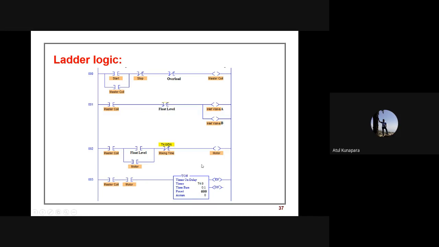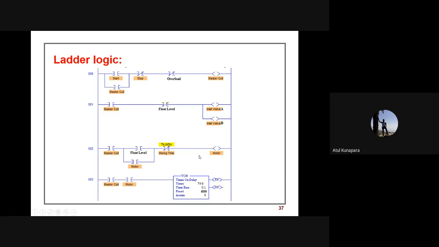Once the 1 minute timer is over, here you can see the timer contact we have used in series with the motor, that is T40DN, which is called the timer done contact. Once the timer completes its timing, this contact will be energized. Here we have taken an NC contact, so it will open, and your motor supply will be disconnected.